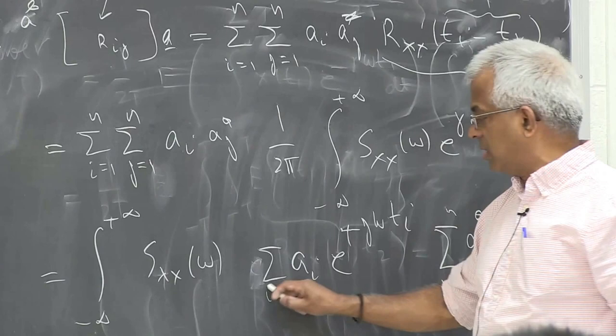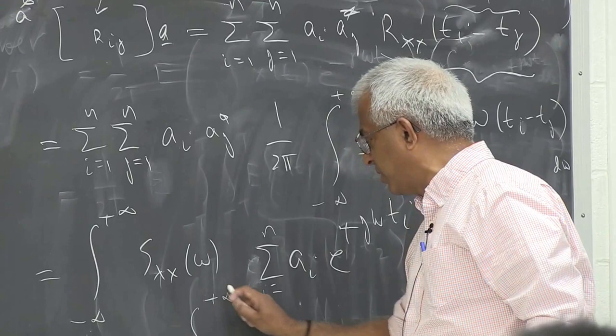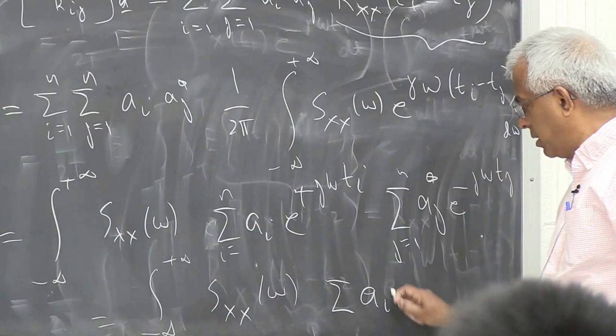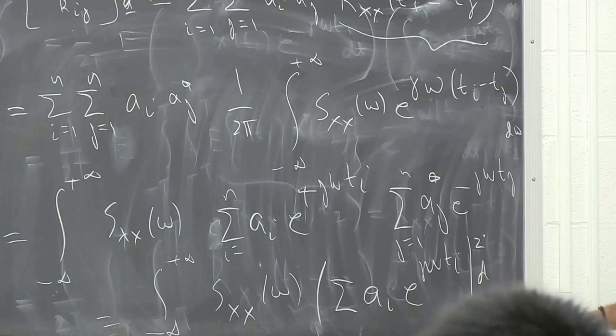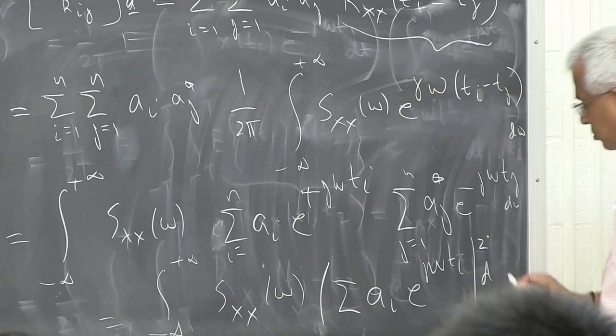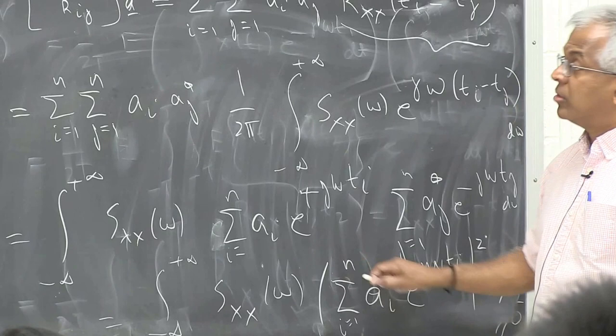So I can write this as minus infinity to plus infinity S_XX(omega) times the absolute value squared of summation a_i e raised to j omega t_i, d omega. This is positive, power spectrum is positive, so the whole thing is positive. So what have we proved? I wanted to prove this. I proved it here.